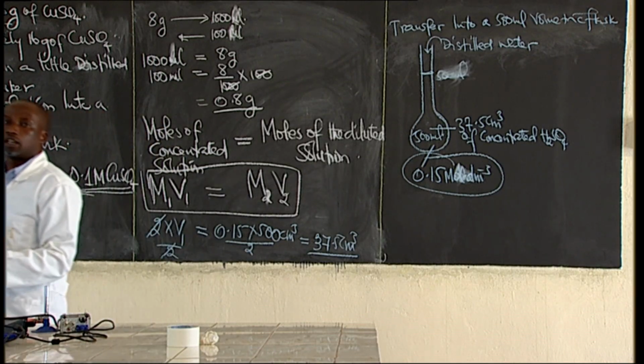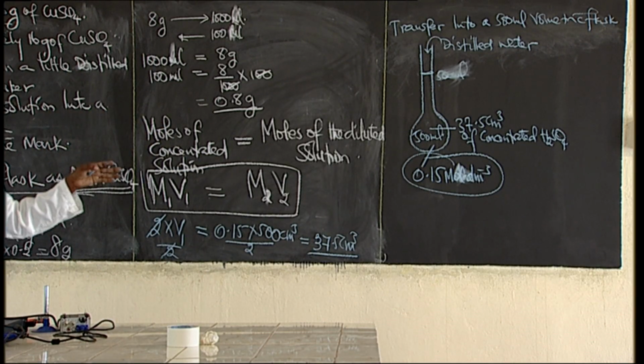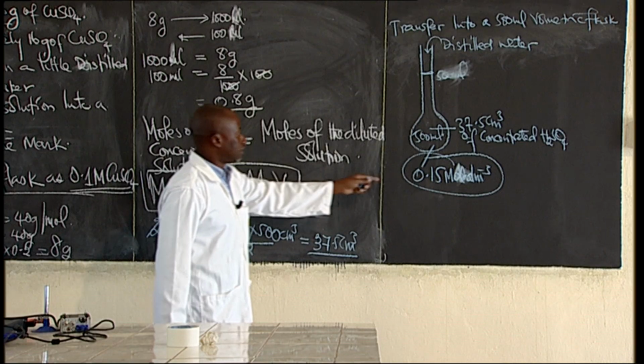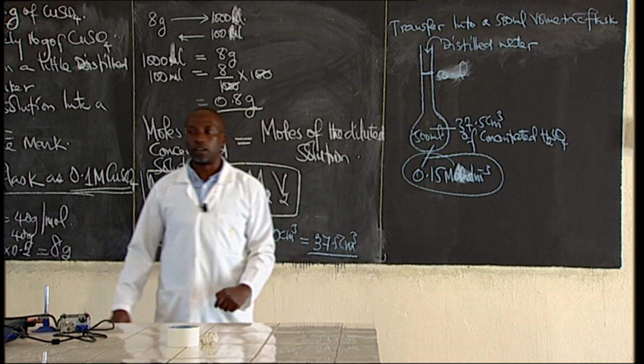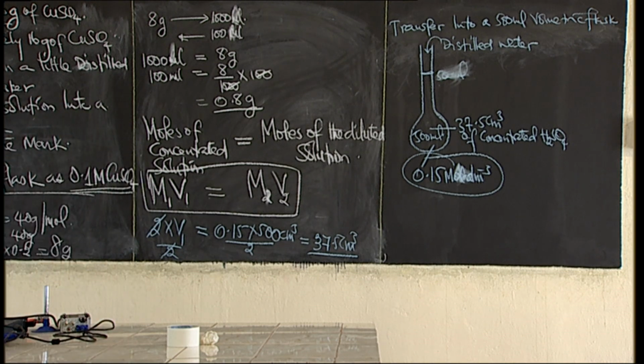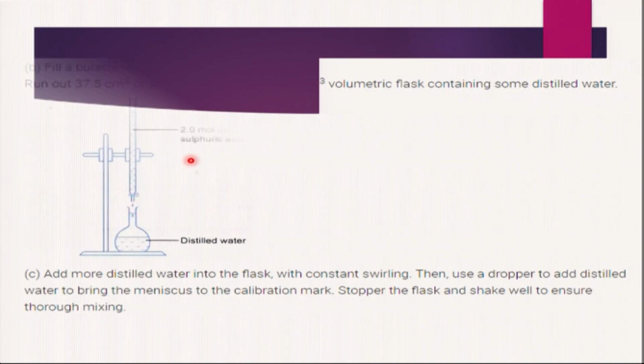That is, you have been asked to prepare a solution containing 0.15 in 500 from a 2 molar concentrated acid. We may have another example.